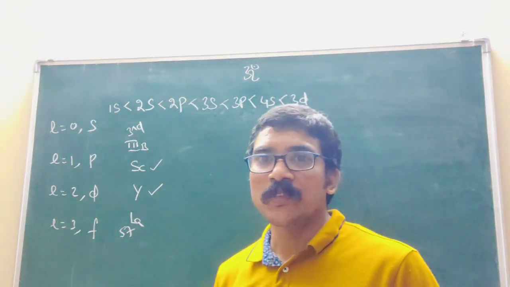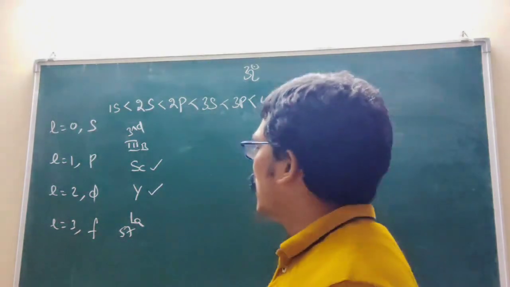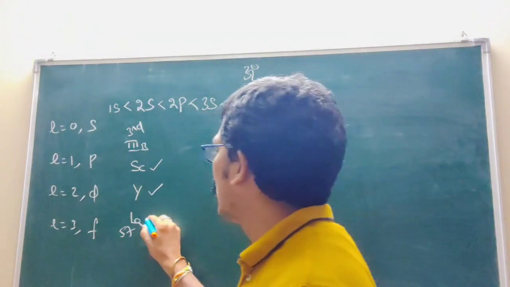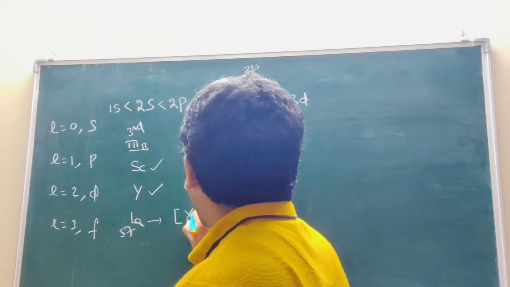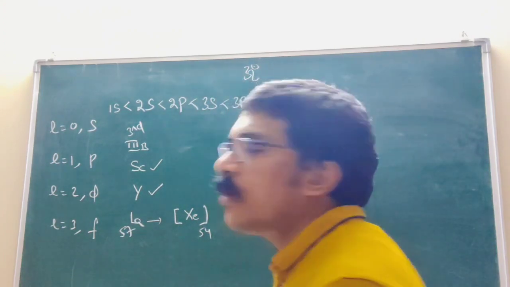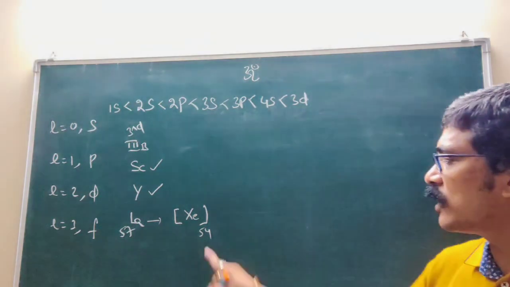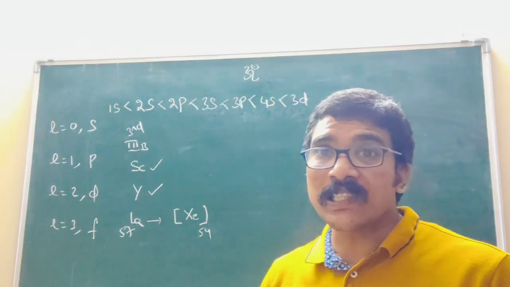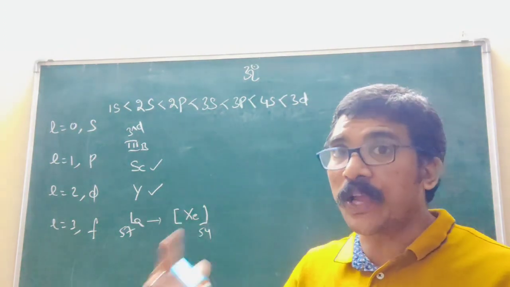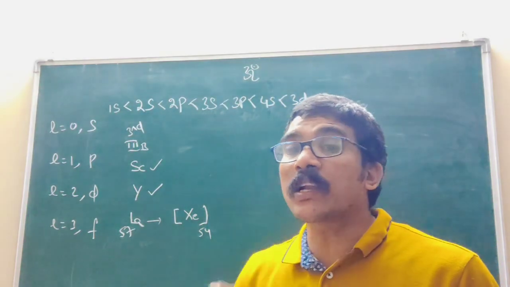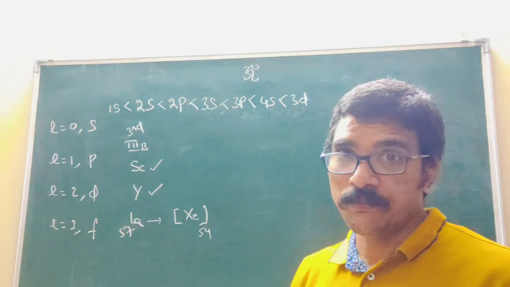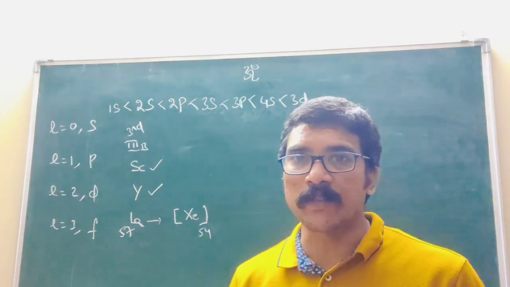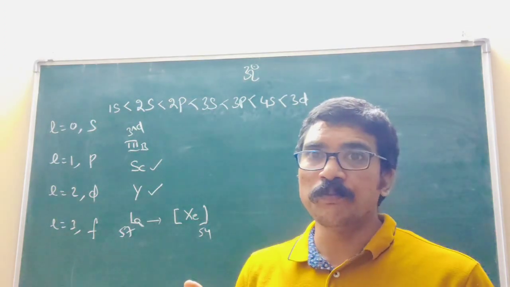So lanthanum is in which block? That is the question. The expected configuration is for 57 electrons. Up to xenon, 54 electrons are completed. After 54, the 55th electron, atomic number 55, goes to cesium, 6s1. Then 6s2 is barium.